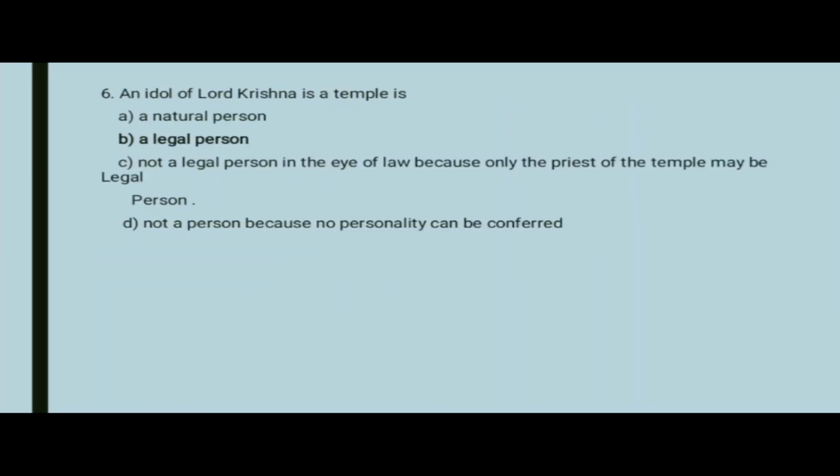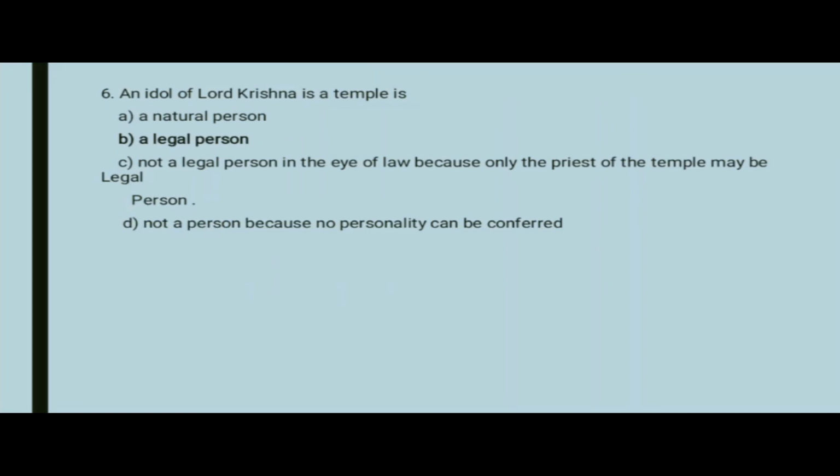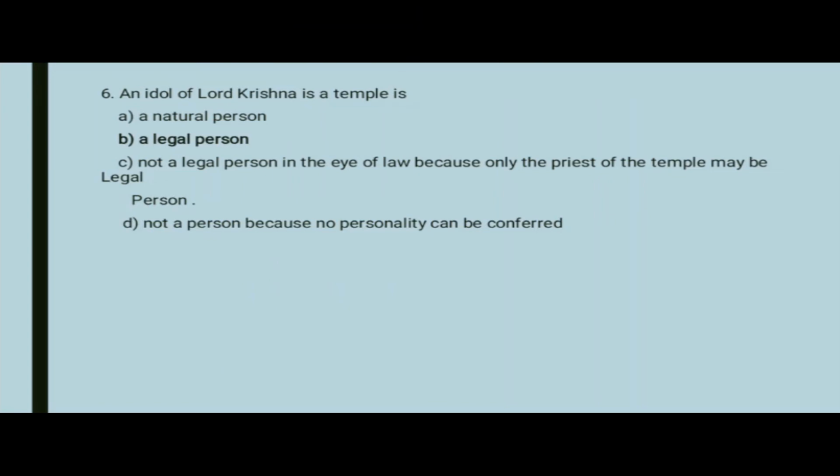And the final question: an idol of Lord Krishna in a temple is A, a natural person, B, a legal person, C, not a legal person in the eye of law because only the priest of the temple may be a legal person, and D, not a person because no personality can be conferred. Here the options are a little confusing, but we should answer B as the correct answer. Thank you for your patient listening. Thank you all.